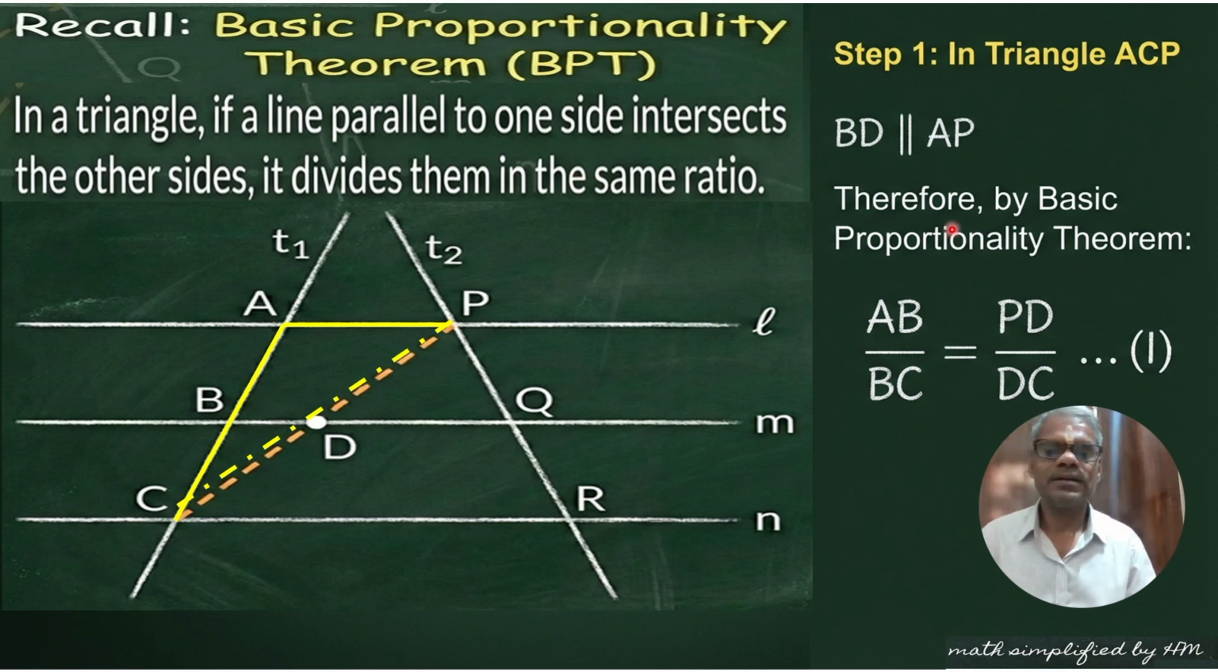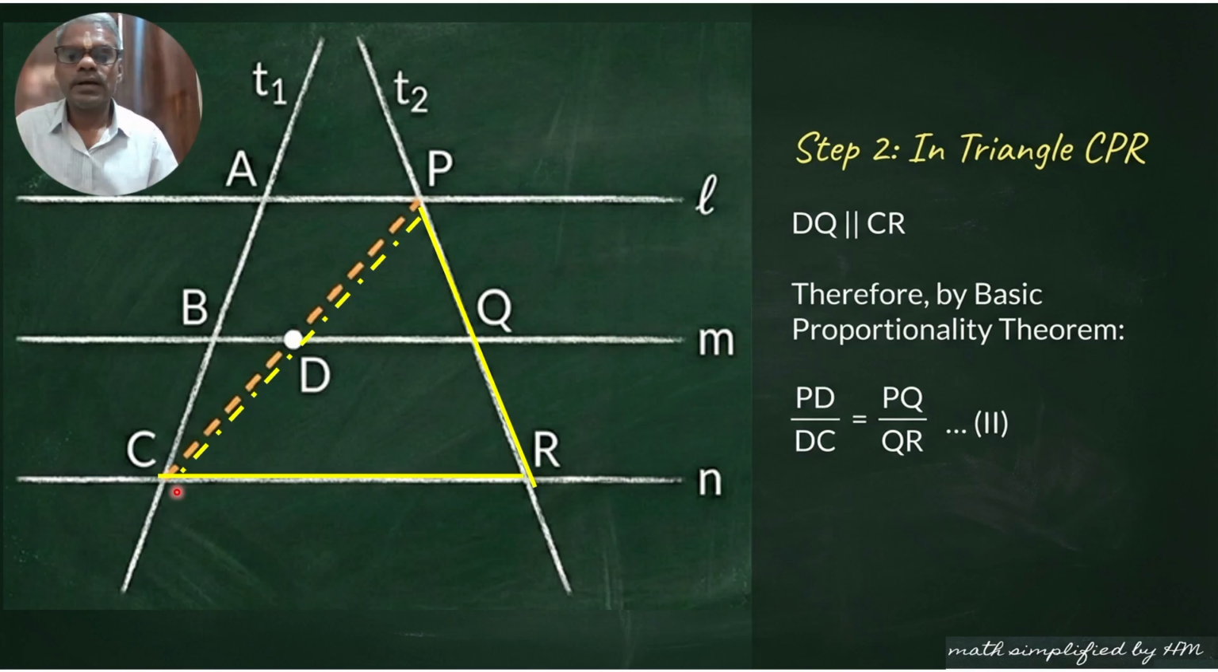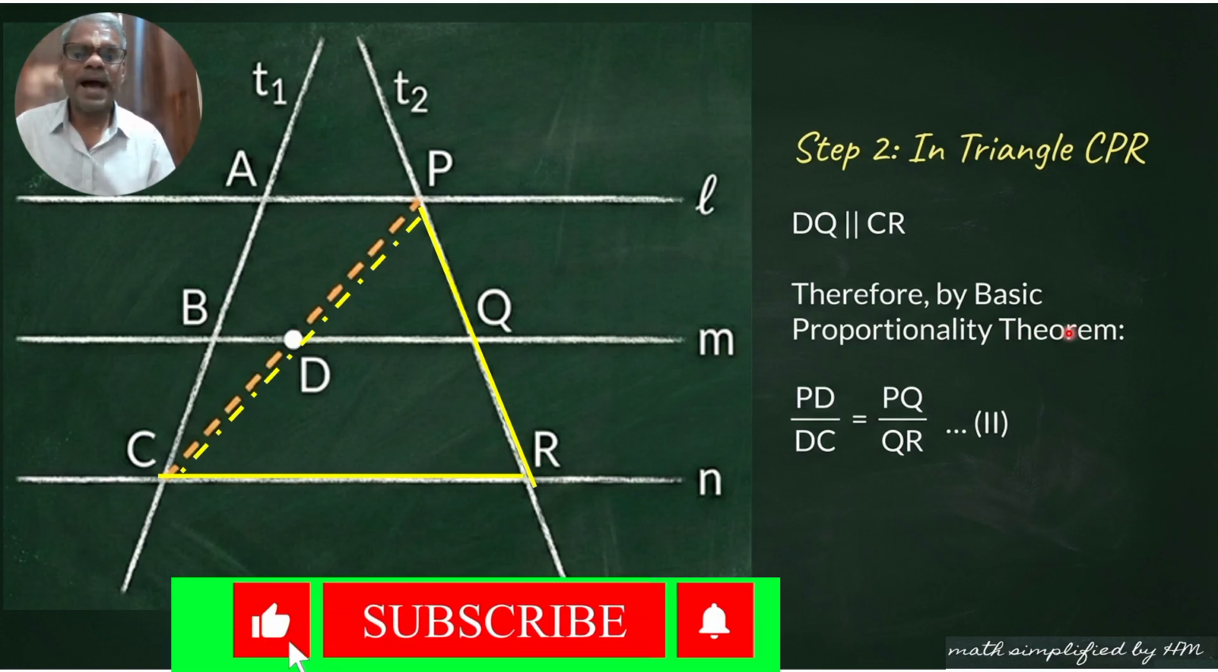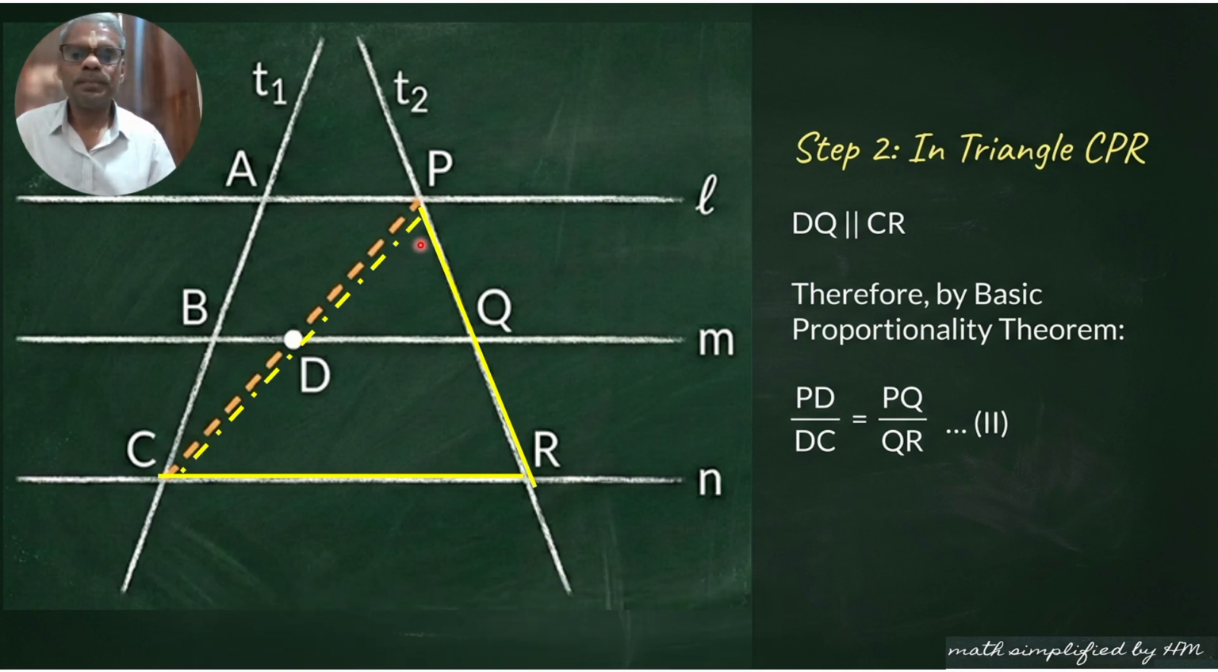So by this proportionality theorem, we get AB upon BC is equal to PD upon DC. Name this equation as 1. Consider triangle CPR in which DQ is parallel to CR. Therefore, again by the basic proportionality theorem, we get PD upon DC is equal to PQ upon QR.